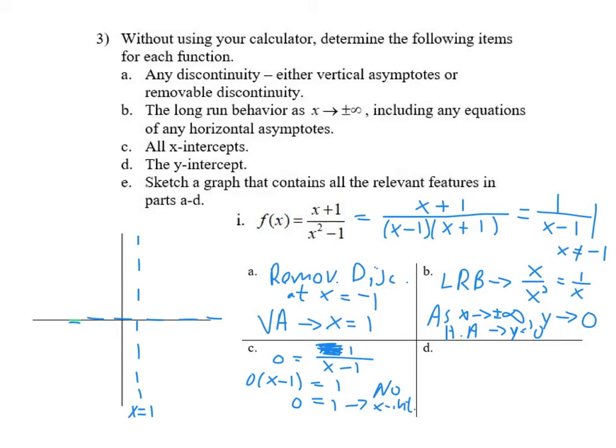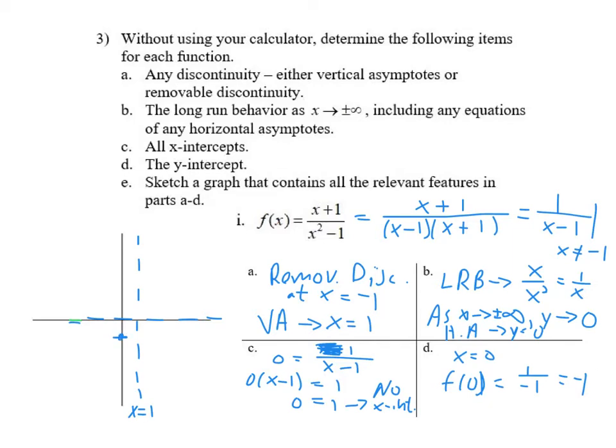And then finally, let's finish off with the y-intercept. Of course, that means we need to let x be 0. So x equal to 0, we'll have f of 0 equaling, in this case, 1 over negative 1, so that equals negative 1. So we'll mark that point right here.